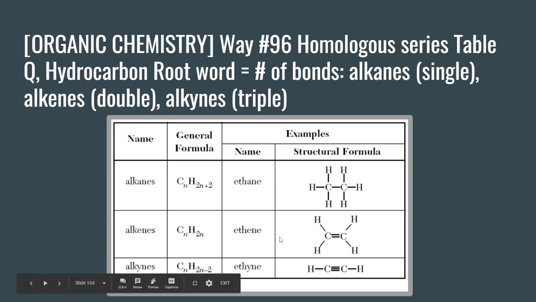If the bond between carbons is a triple bond, it's going to contain the root word -yne. So for example, ethyne contains 2 carbons, and it's going to have 2n minus 2 hydrogens. So notice when n equals 2, the number of hydrogens is also equal to 2. And these are referred to as alkynes. So once again, all alkanes have single bonds between carbons. All alkenes have double bonds between carbons. And all alkynes have at least a triple bond between the two carbons.